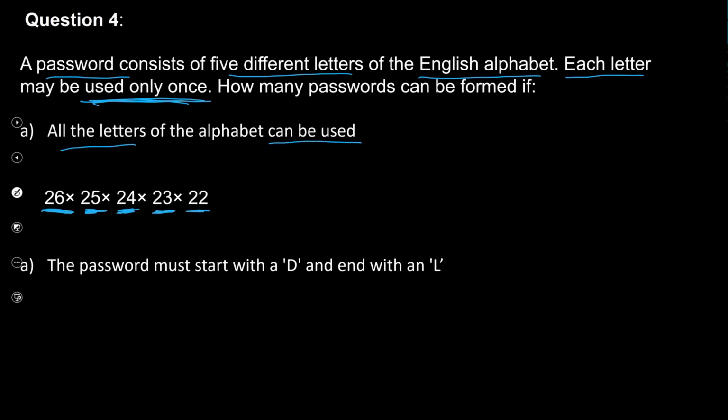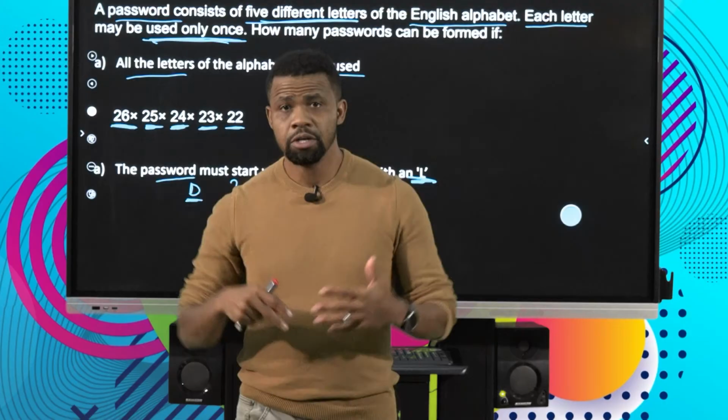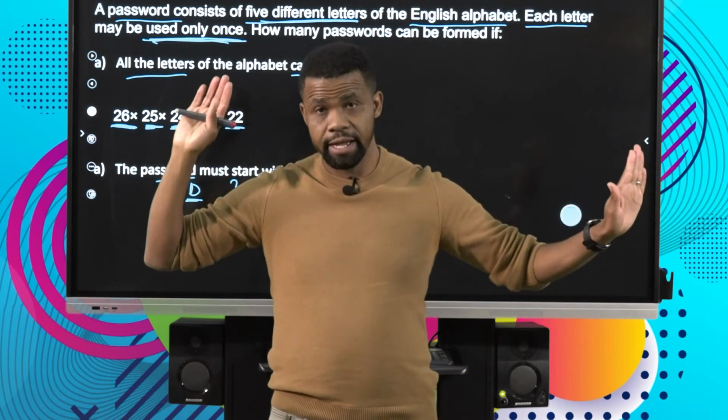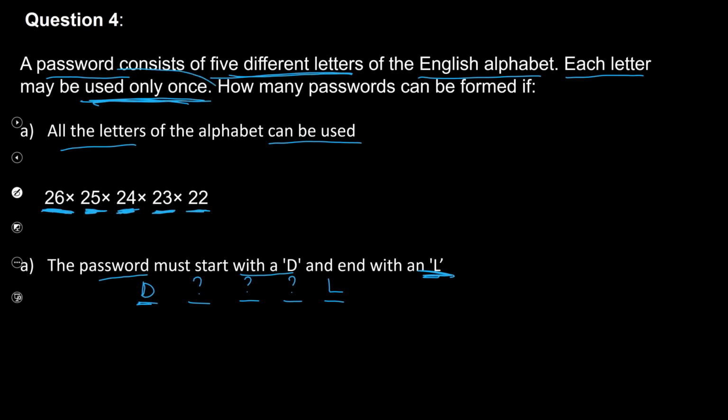Now let's look at the second question. What does it mean? The same, we want to form a password of 5 different letters, so it implies positions 1, 2, 3, 4, 5. But now the password must start with the letter D and end with the letter L. So D will be there and L must be there. What we have to worry about is the positions in between. Are we together? From our 26 letters, the password must start with D and also end with L. Can we repeat in between? No, it's still the same because we can use a letter only once.